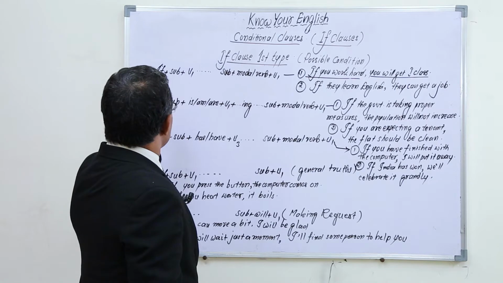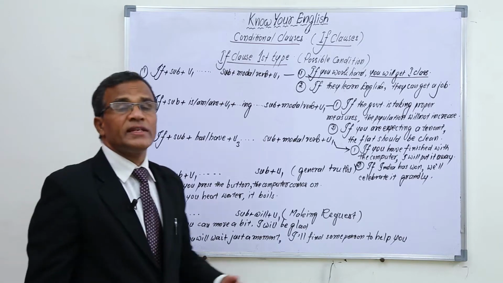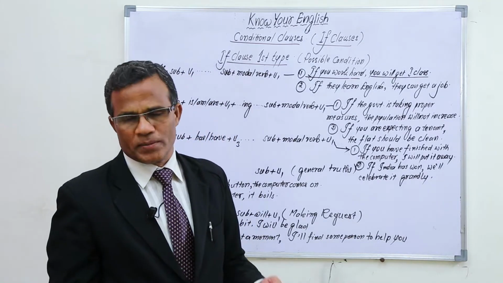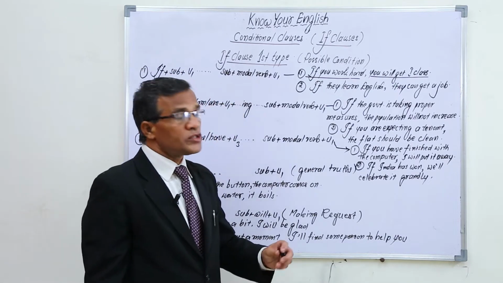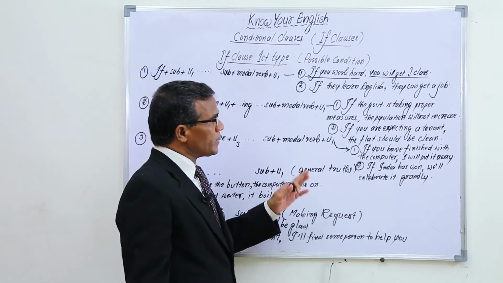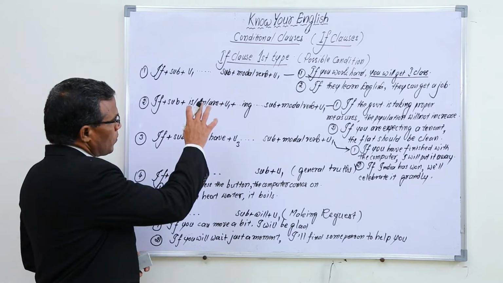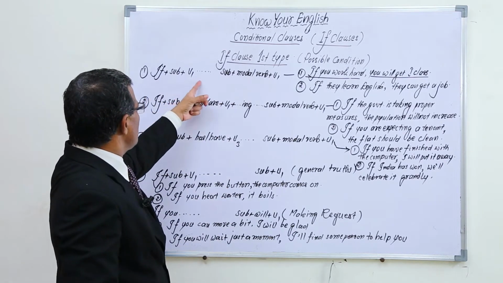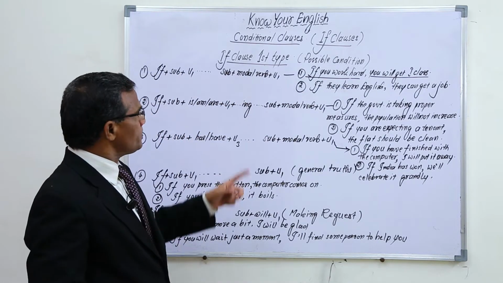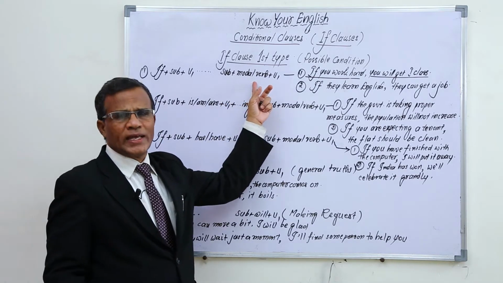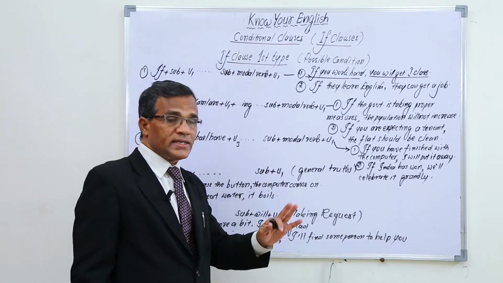Then, under possible condition, which means there is a chance to happen. Possible condition means it is not impossible to happen. It is possible only to happen. So when we are talking about possible things, we use this if clause first type, and the model here is: if subject plus V1, subject plus modal verb plus V1. Here modal verb means will, shall, can, may, might, should, ought, must. All these are modal verbs we have already referred to.